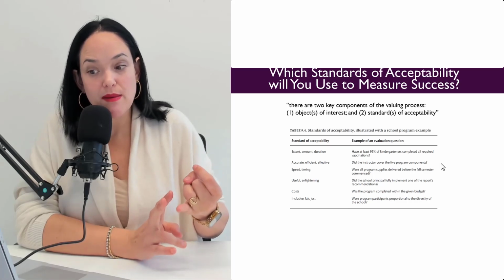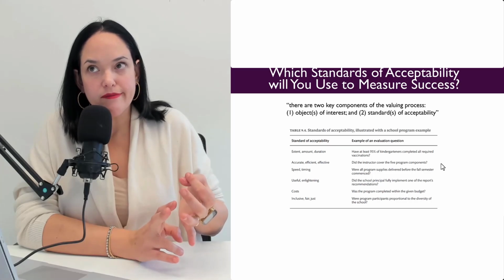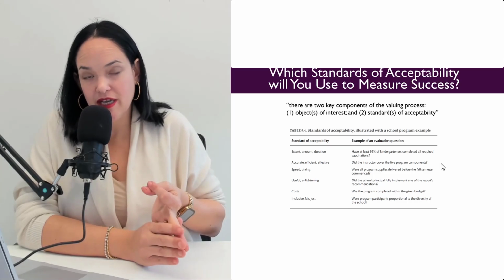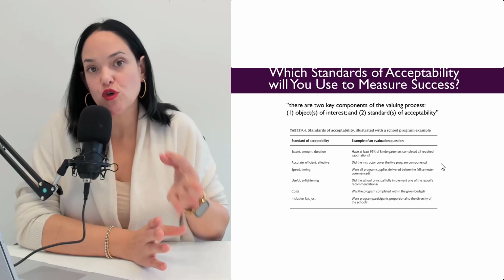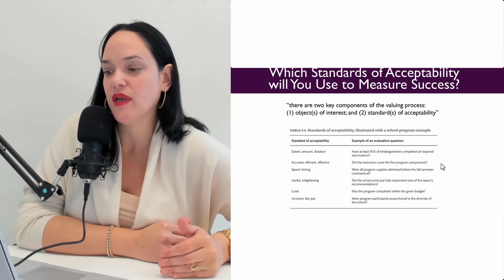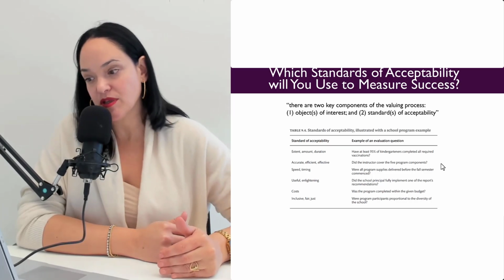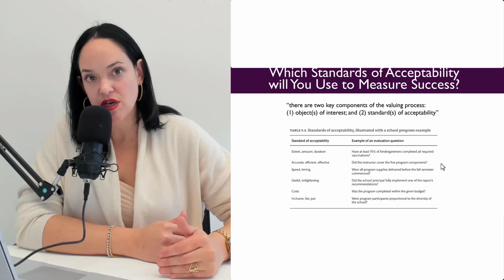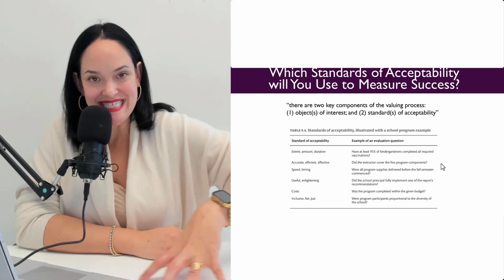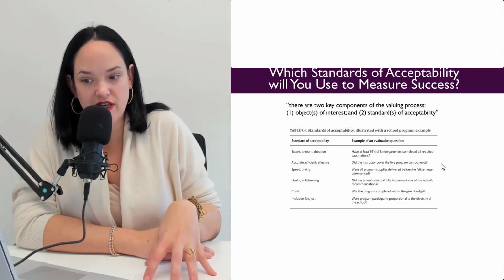Like, are people doing it more? Are they doing it for longer? Or maybe more variety of physical activity as well? Those are questions we might want to ask. And again, what would be an acceptable number? So in this example, have at least 95% of kindergartners completed all required vaccinations, right? That's kind of the extent, the amount of that particular intervention.